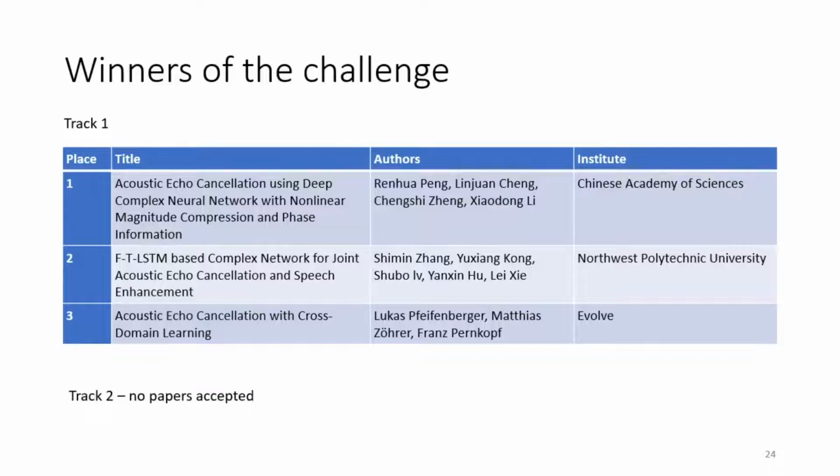In the real-time track, the first place winner is from the Chinese Academy of Sciences. Second place is from the Northwest Polytechnic University. Third place is from the company Evolve. Congratulations to all three teams, which significantly beat the baseline model. In the non-real-time track, there were no papers accepted and therefore no winners.